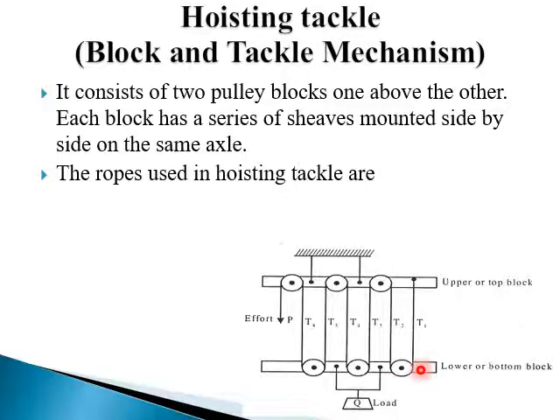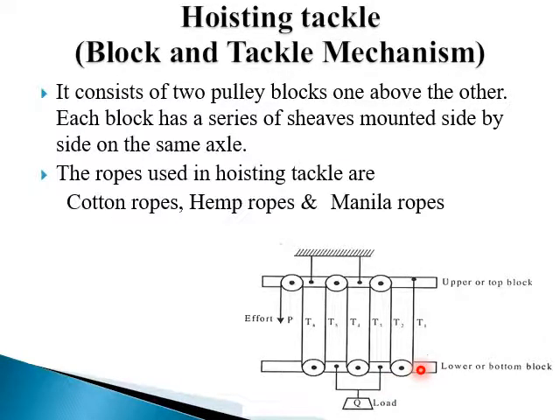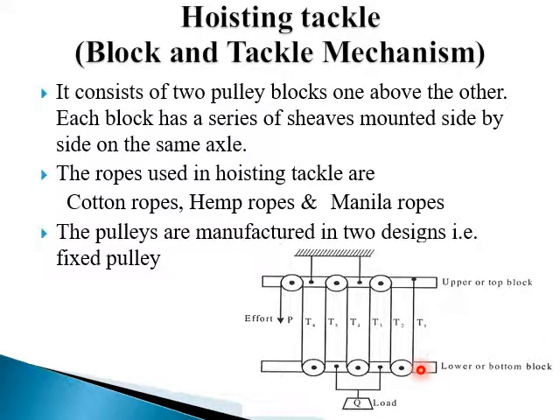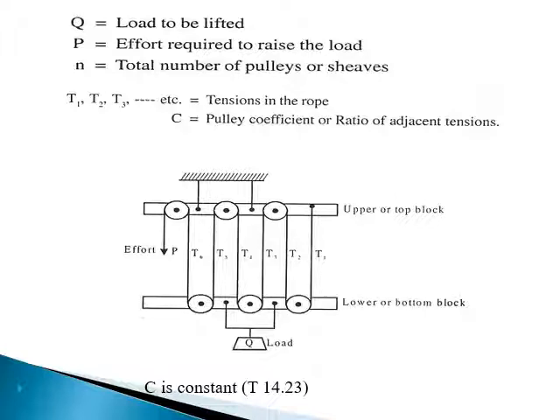The ropes used in a hoisting tackle are cotton ropes, hemp ropes, and manila ropes, as I was just discussing. These are non-metallic ropes that are used in this kind of hoisting tackle. The pulleys are manufactured in two designs: the fixed pulley and the movable pulley.